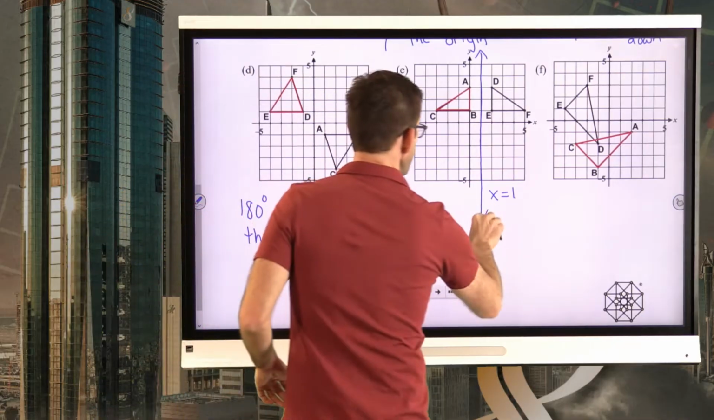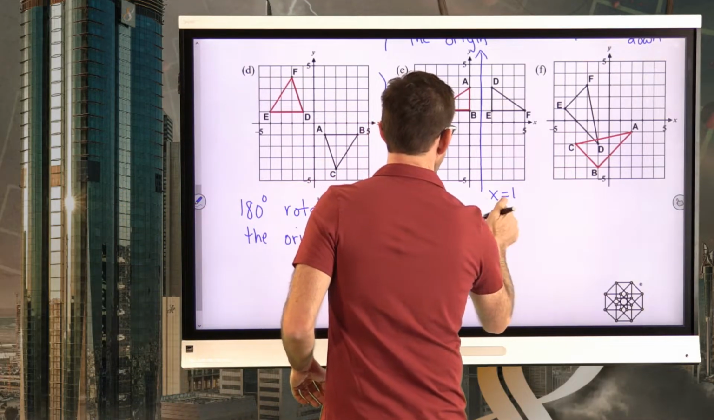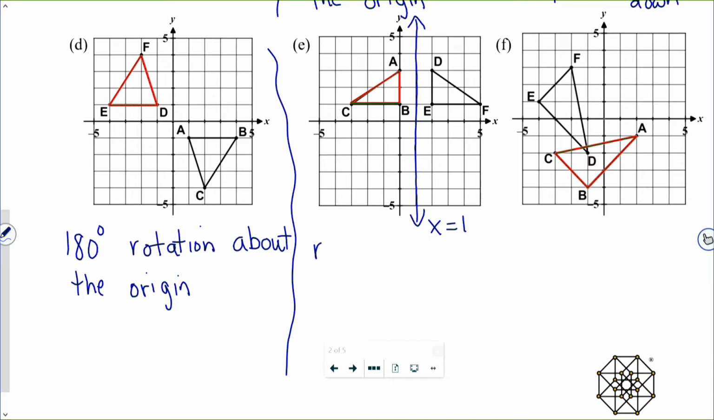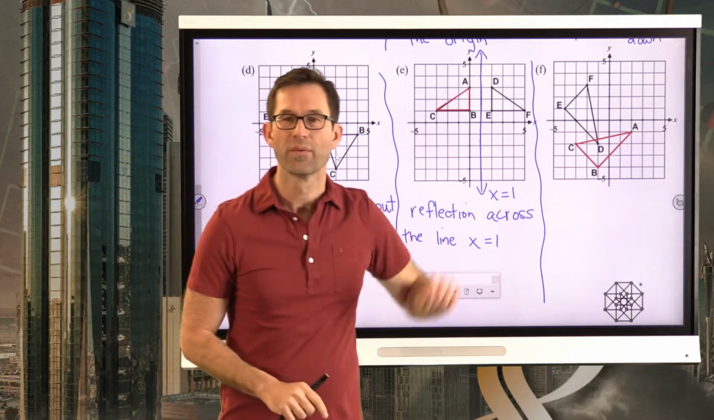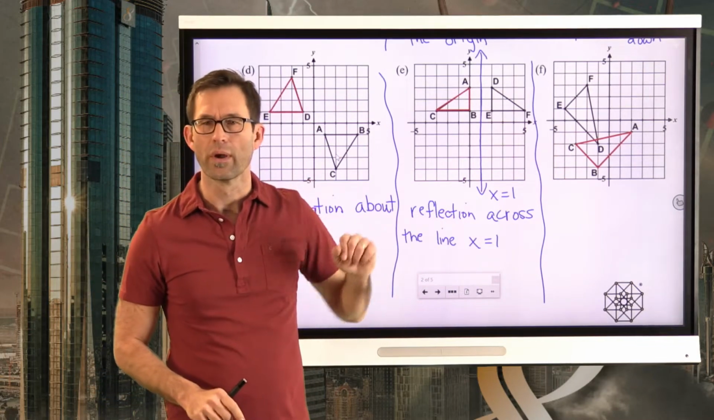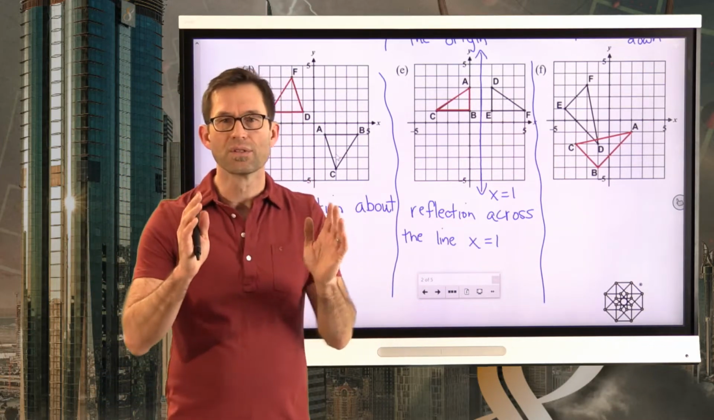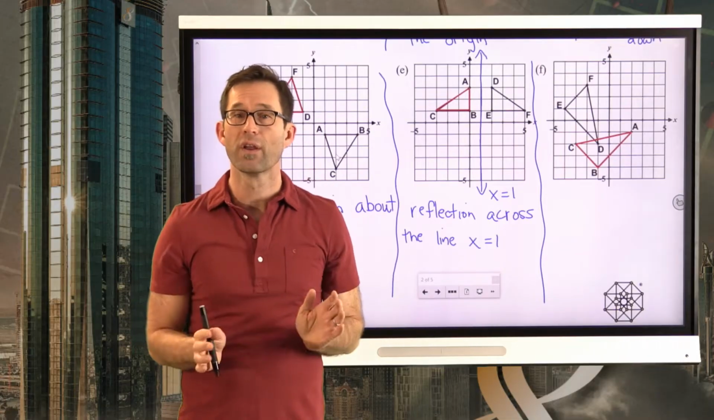And in fact, let me just make it a little bit shorter so I have some room to write. What I would say is it's a reflection across the line x equals 1. All right, finally, this one. This one looks all sorts of weird, and it may have really taken you some kind of rotating of your paper to figure it out.